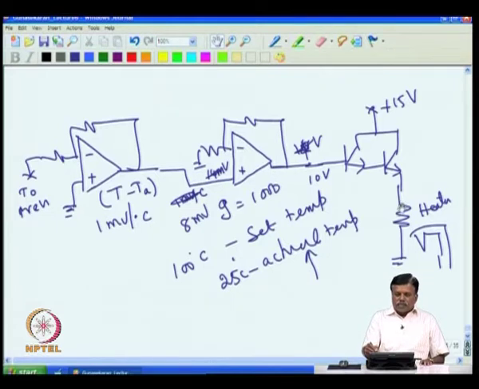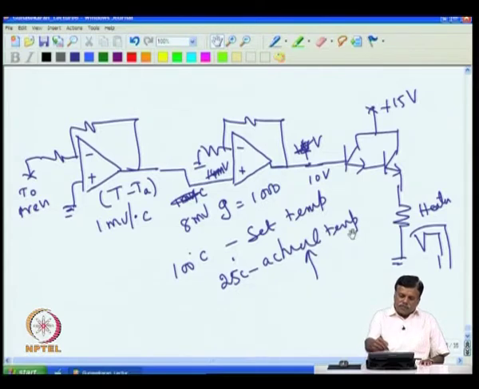So at one point as the temperature rises, the heat coming in will equal the heat going out, because as the temperature rises, the amount of voltage coming here and the amount of heat generated comes down. The net result is that at one point the amount of heat going out will be equal to the amount of heat generated, and the controller will stabilize at that temperature.